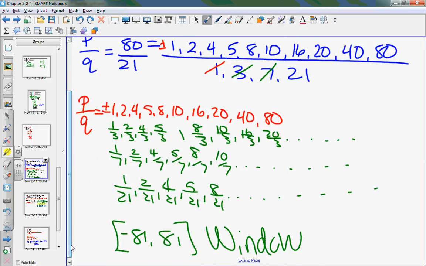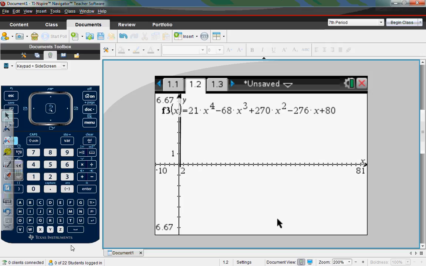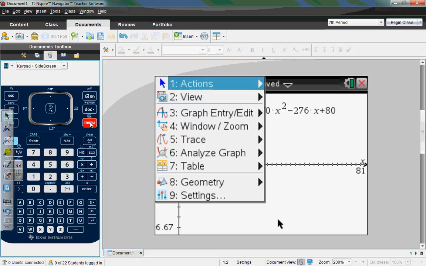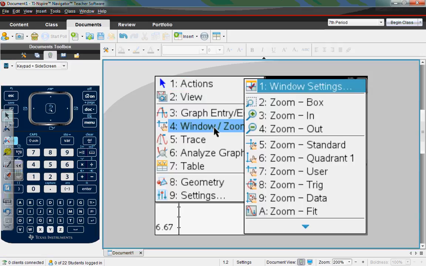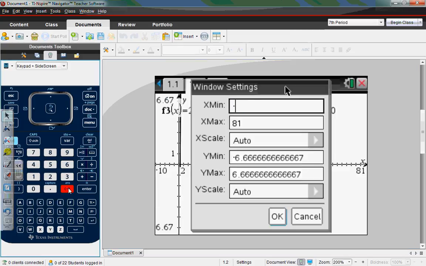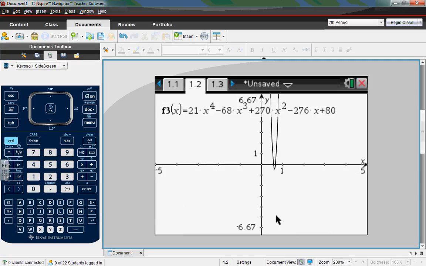So looking at my P over Q values, I'm going to go back to my graph, and I'm going to graph this, and I'm going to do my menu, and I'm going to do window settings, and I'm going to go from -5 to +5 by increments of 1. Why am I doing that window? That way I can see it a little bit better here. Do we understand that? And what I really want you guys to understand is where are my x's at?